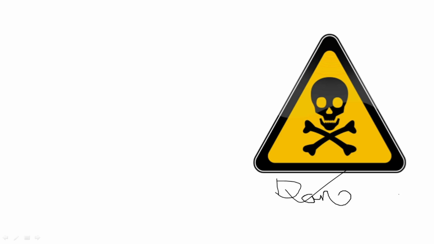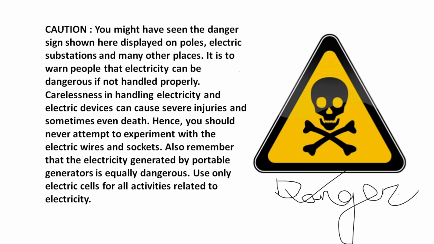Okay, a sign means this is what? Skull and two bones. Whenever there is a sign with a skull and two bones, it means danger. You might have seen the danger sign displayed on poles, electric substations and many other places.